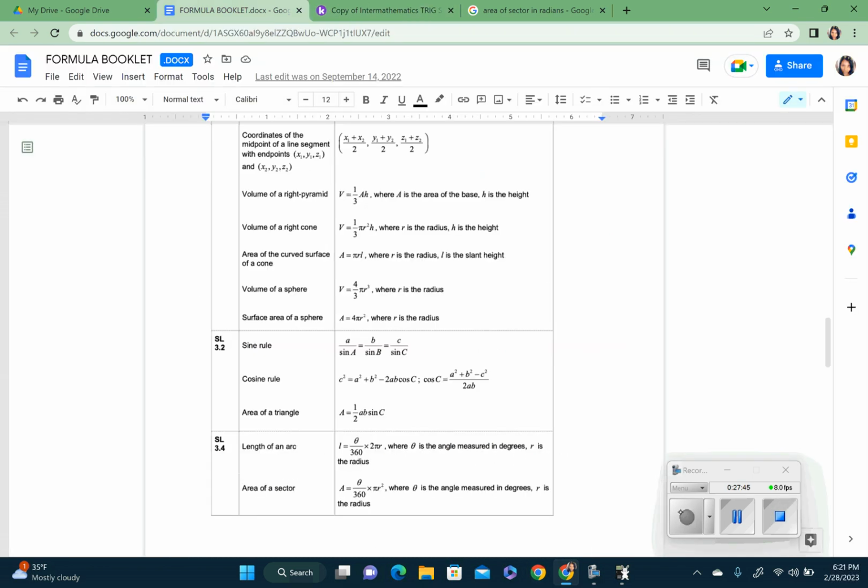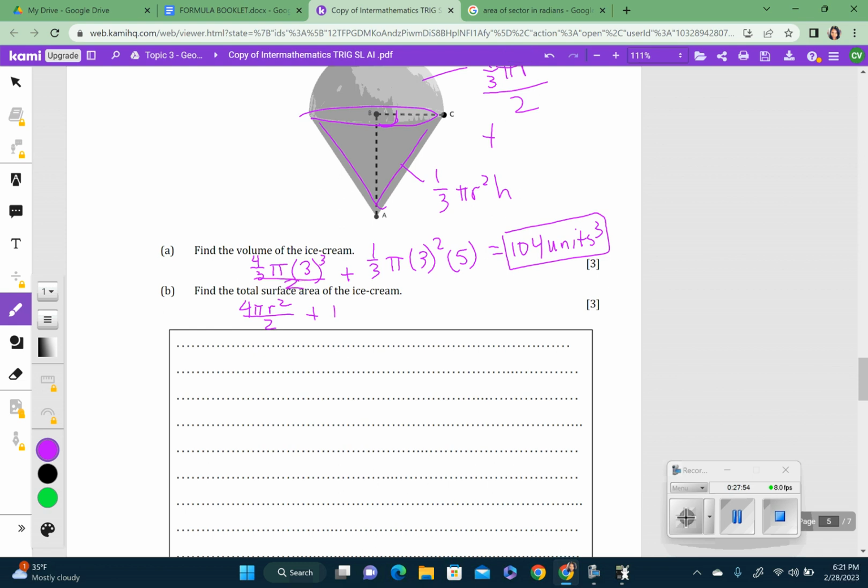To do that, right here, the area of the cone is pi r L. So I'm going to come back and do plus pi r L. So now all we have to do is plug some stuff in.